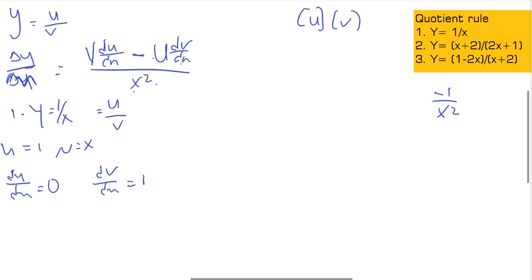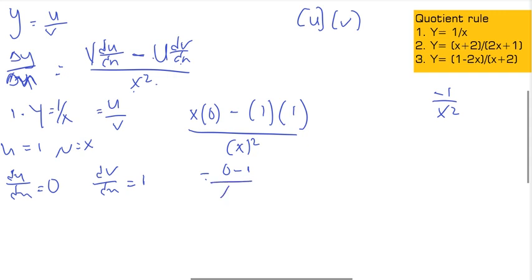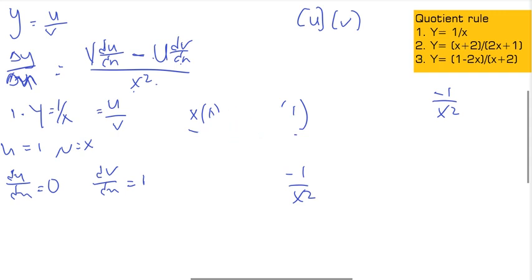Now let's apply our formula and solve. v is x multiplied by du dx, which is 0, minus u, which is 1, multiplied by dv dx, which is also 1, over v squared. What's v squared? v is x, so we have x squared. So 0 times x gives us 0. We have 0 minus 1 times 1 over x squared, and this is minus 1 over x squared. You can see exactly the same answer.